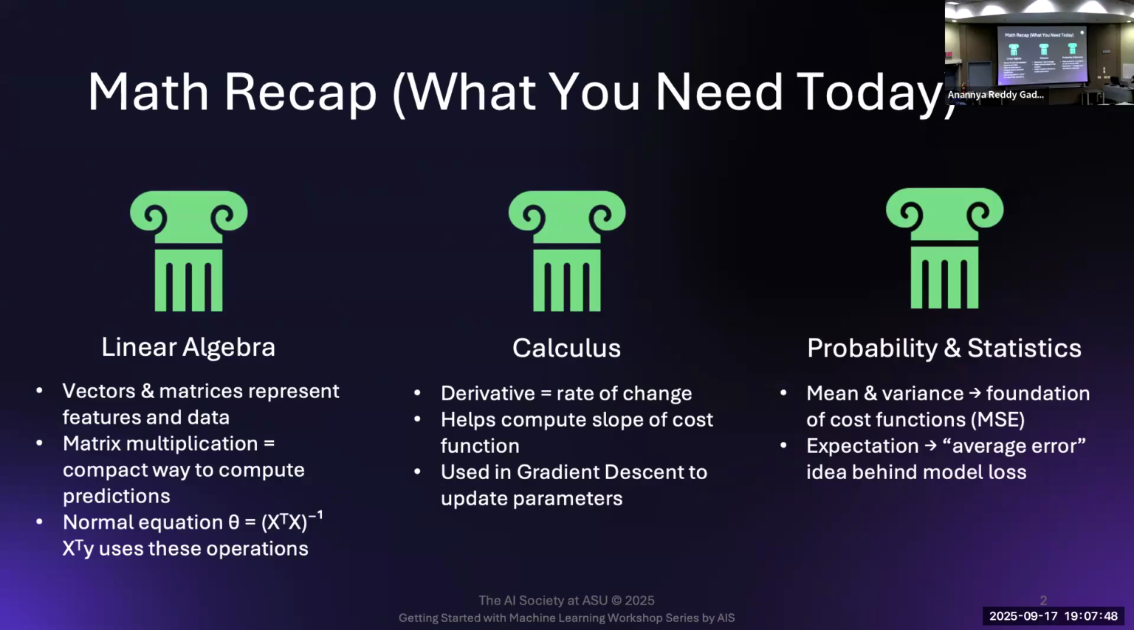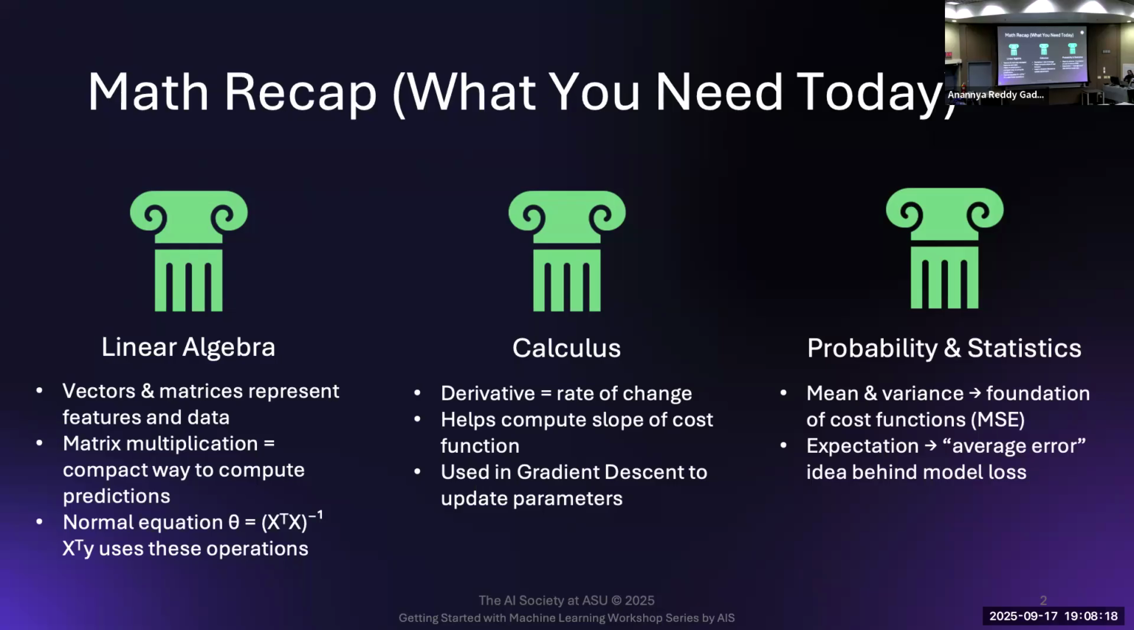These are the three pillars of math. First one is linear algebra, calculus, and the third one is probability and statistics. So basically, we use linear algebra especially for vectors and matrices. So imagine our data is in the tabular form, like all the numbers are in the table, and we need to represent these in a matrix or a vector, right? So that's where linear algebra comes into action.